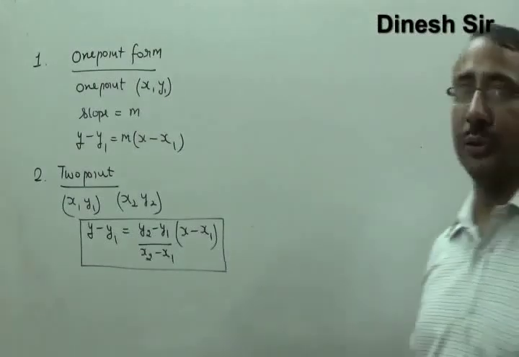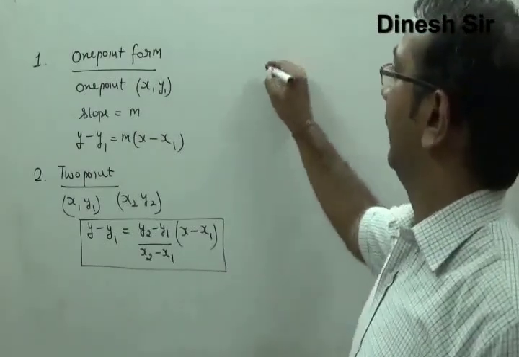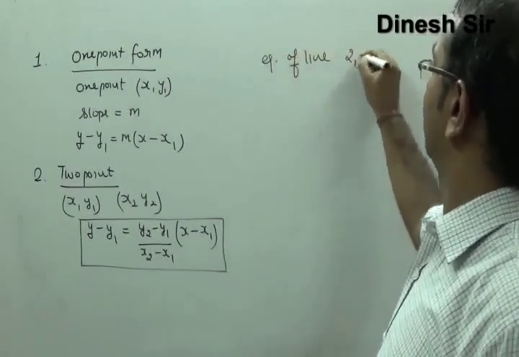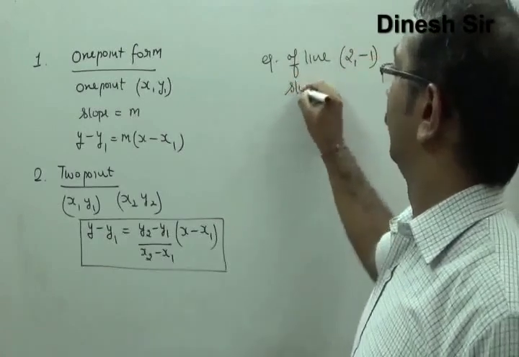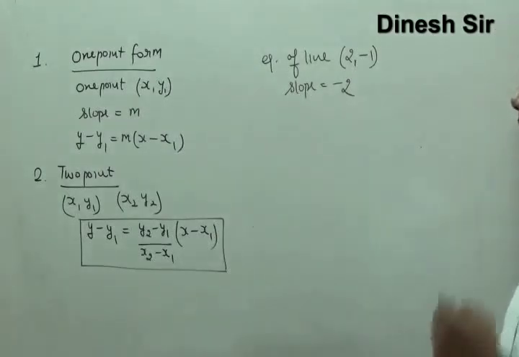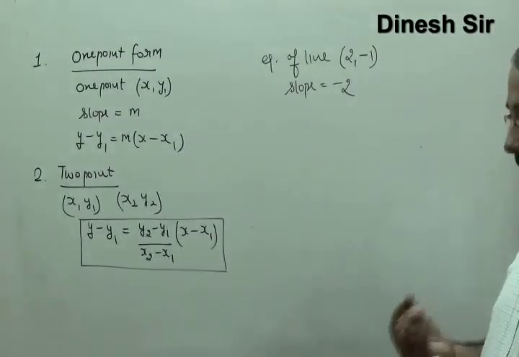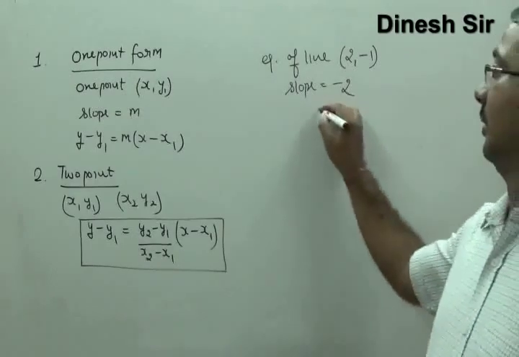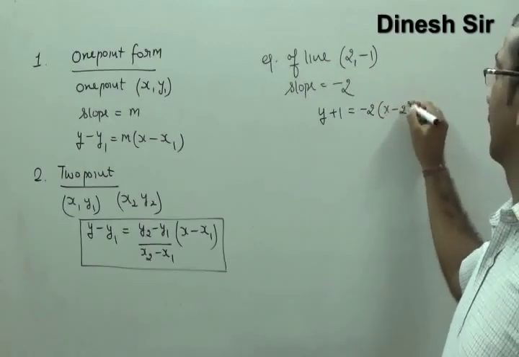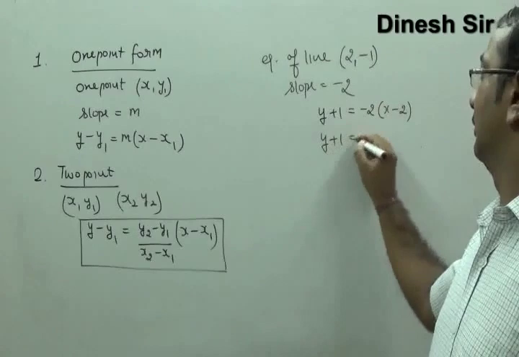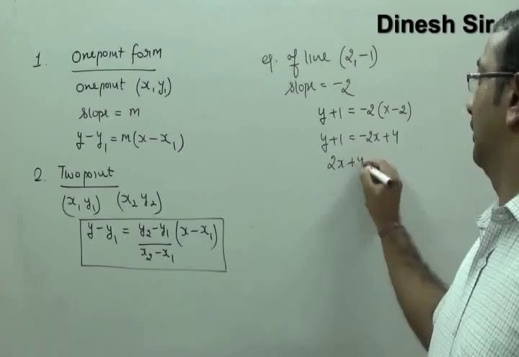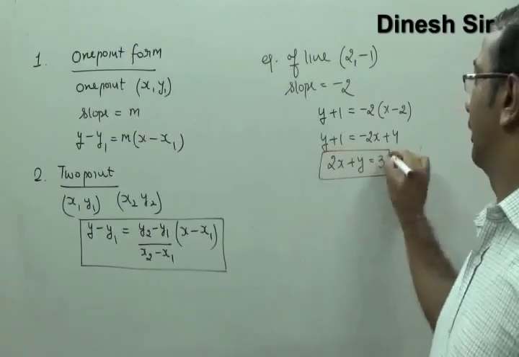How can we use it? Suppose I say: find the equation of a line that passes through 2 and minus 1 and whose slope is equal to minus 2. The question is to find the equation of a line passing through 2 and minus 1 with slope minus 2. So here we can say y minus y1 equal to m into x minus x1. This may be taken as y plus 1 equal to minus 2x plus 4. So my answer is 2x plus y equal to 3. That is the equation of the line.